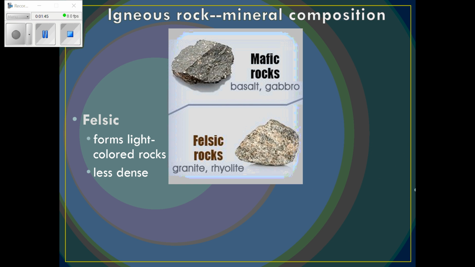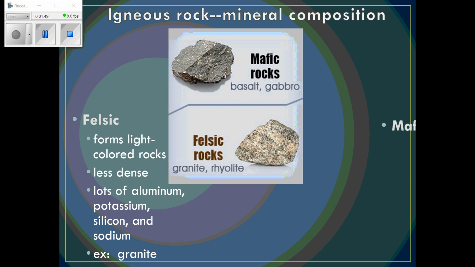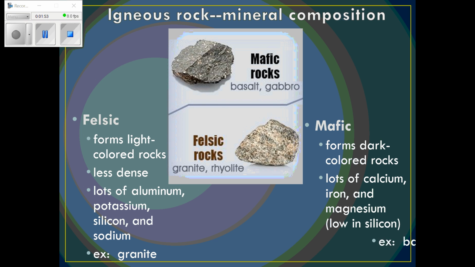All right, with our igneous rocks, within color, there are two different types: mafic and felsic. Felsic is our light-colored rocks. They are less dense. They have a lot of aluminum, potassium, silicon, and sodium. An example of this would be granite and rhyolite.